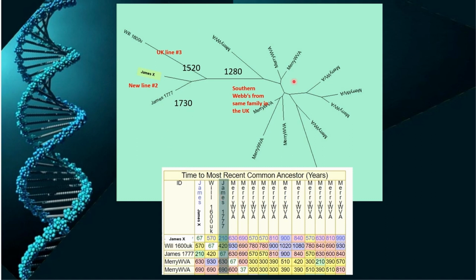And this is calculated by first going in here and looking at each of the parts of the DNA that are different between two people. They can calculate how many years ago that probably happened. And so James X, we're looking at 210 years ago. William in the UK, 420 years ago. And then some of the different Webbs in Virginia, they're all over the map, but kind of an average is like 660 years ago.